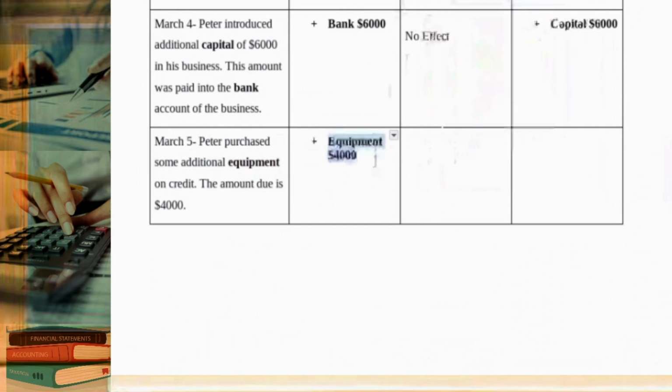And the other item affected would be creditor. And how do we know that? Peter purchased some additional equipment on credit. So this affects the amount owed to creditor. So we need to go to the liabilities section of the table because creditor is a liability, and we need to show that Peter now owes for this equipment. So we're going to have plus creditor $4,000.